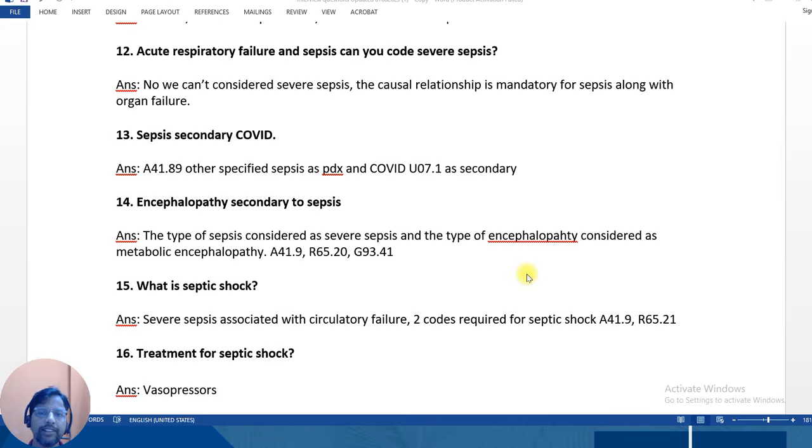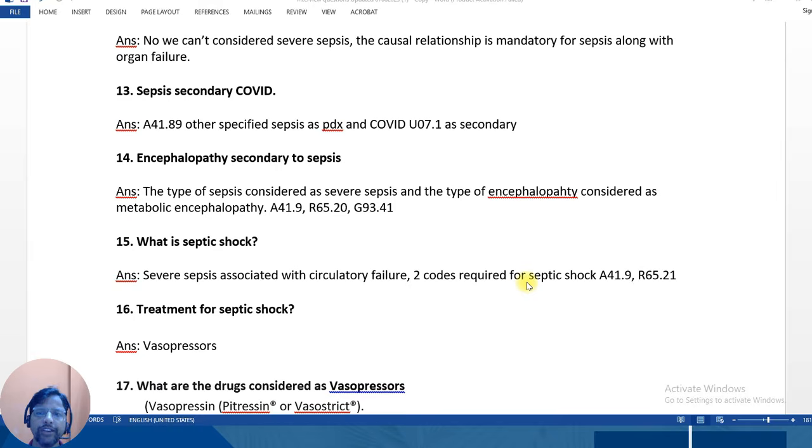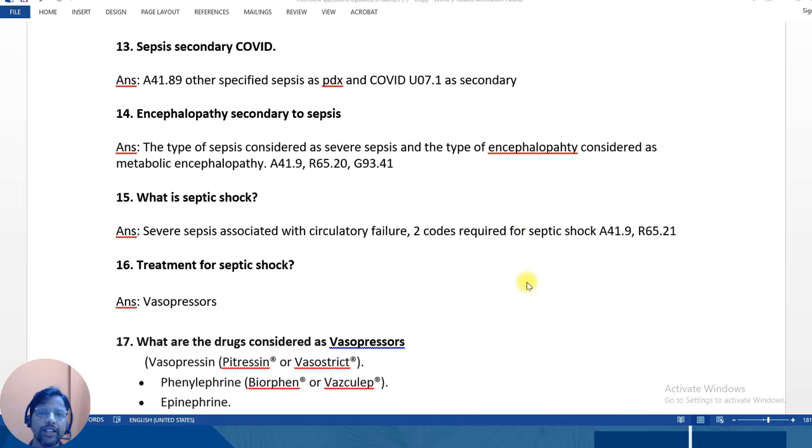How do we code sepsis secondary to COVID? Here you need to code A41.89, other specified sepsis, as PDX, and COVID U07.1 as the secondary code.